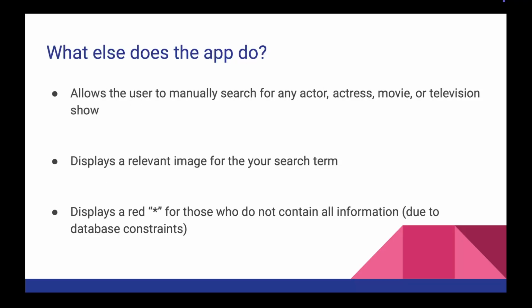What else does the app do? Besides the facial recognition, it allows users to manually search for an actor, actress, movie, or television show. It'll display a relevant image for the search term, and it'll also display a red asterisk next to those who do not contain all the information due to the constraints of the database.